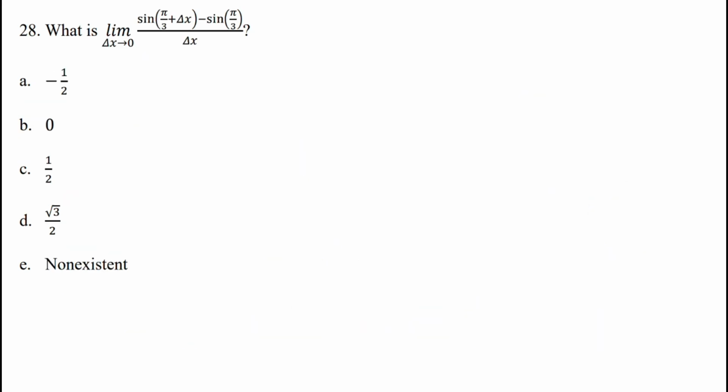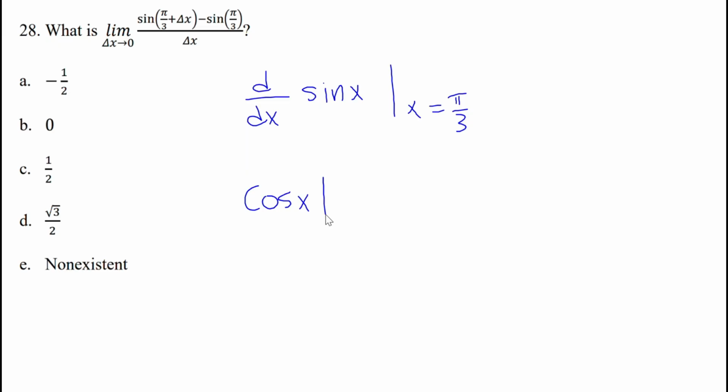For 28, this is essentially the exact same thing as the last one, except that instead of using h, they've used delta x, or a change in x value, which is what we know h to be. So this is just the derivative of the function sine x, but evaluated at pi over 3. Well, the derivative of sine x is just cosine x, so we want the derivative of cosine at pi over 3. Well, the cosine of pi over 3 is just 1/2, which is answer choice C.